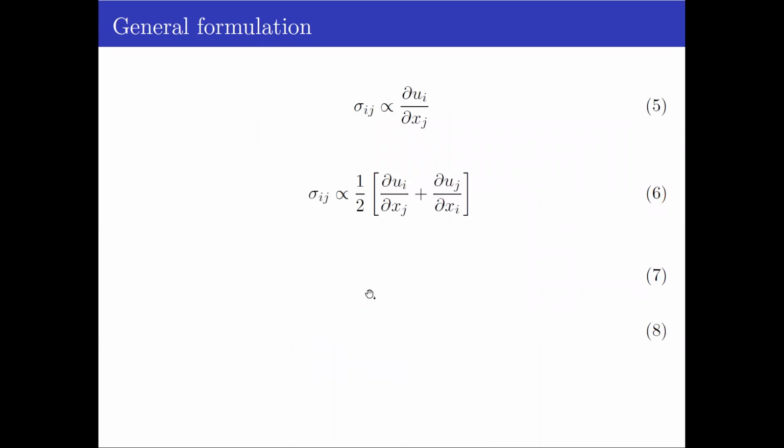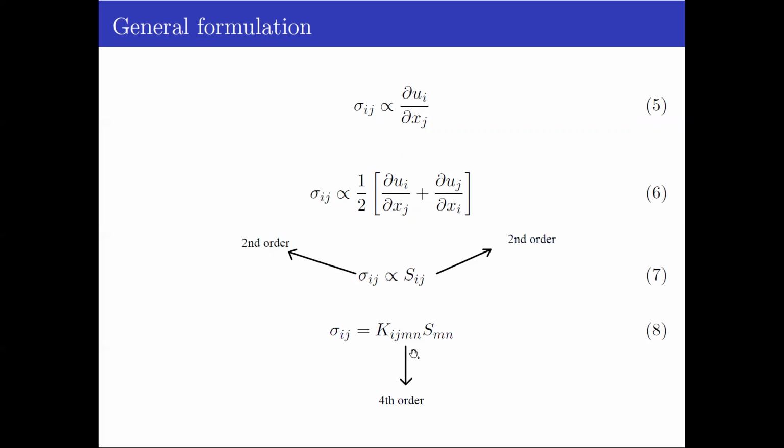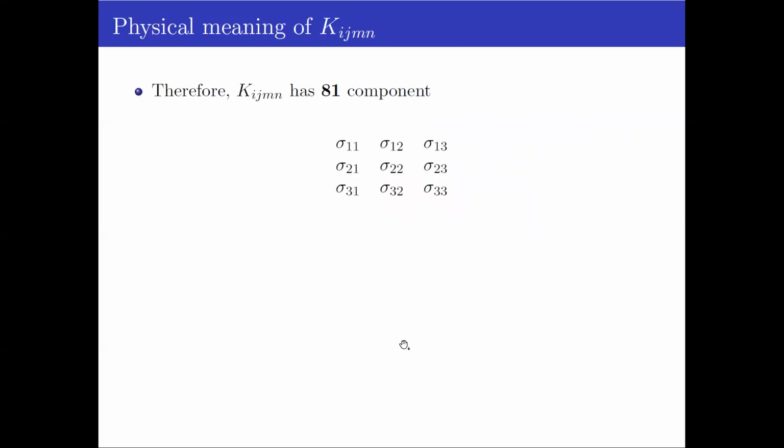So we can write that it is the symmetric part, that is Sij, that only contributes to sigma ij. So sigma ij is a second order tensor. Sij is also a second order tensor. And to satisfy the condition that sigma ij will be 0 whenever Sij is 0, it is related to a fourth order tensor. Thus, Kijmn, being a fourth order tensor, will have 81 components. Then what is the meaning of these 81 components? So we try to explain that.